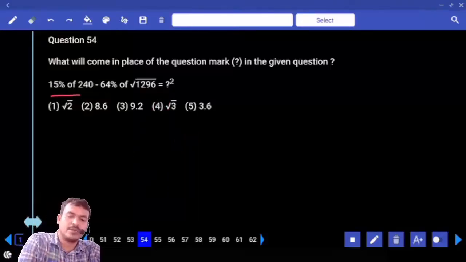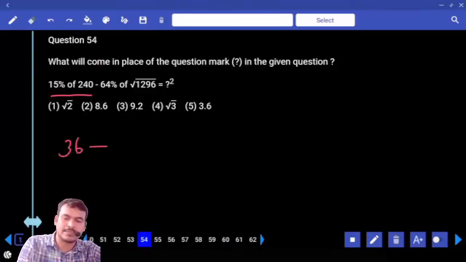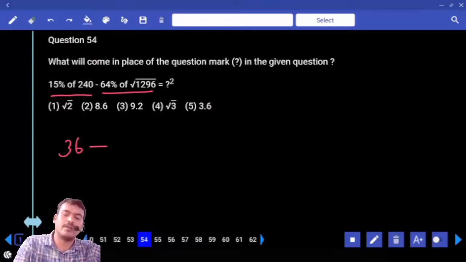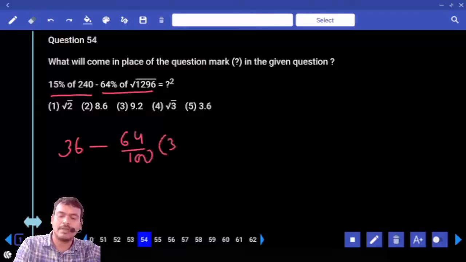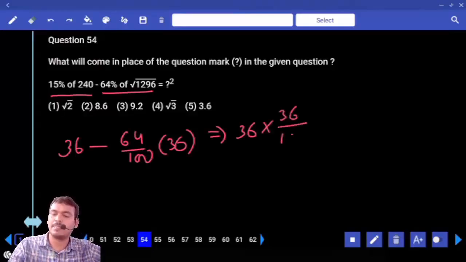First priority, 15% of 240. What is the 10%? 24. 5%? 12. 24 plus 12, 36 minus 64% of which one? 1296. Square root of 1296. What is the square root of 1296? 36. Then 64% of which value? 36. What is the common value? 36. Common 36 means what is the remaining value? 1 minus 64 by 100, means 100 minus 64 by 100. 100 minus 64 means 36 by 100.